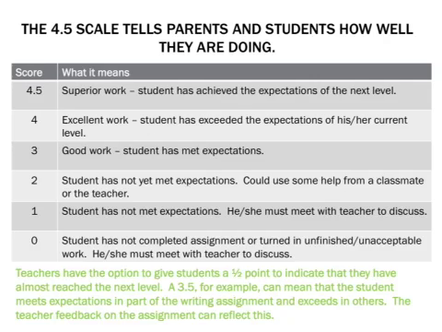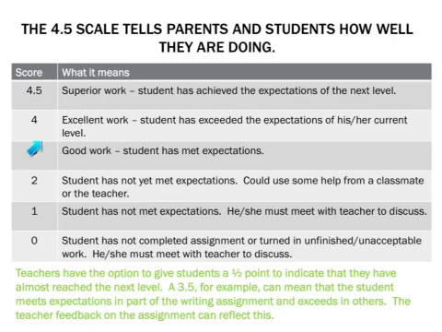Here you see the 4.5 scale that really tells the parents and students how well they are doing. If a student receives a 1, that means the student has not met the expectations on the task, which means she must see the teacher to receive additional help. If a student receives a 2, that means they have not yet met expectations, but they could use some help from a classmate or the teacher, but they're better on track than if they're receiving a 1, where they need to see a teacher and kind of have one-to-one or differentiated instruction. The 2 is they just need additional help.